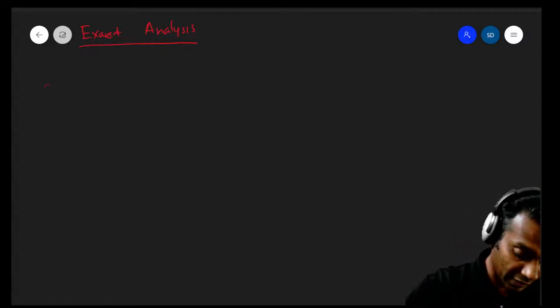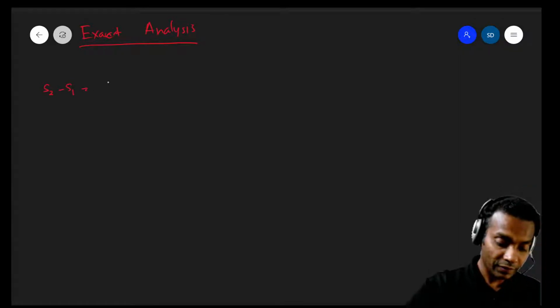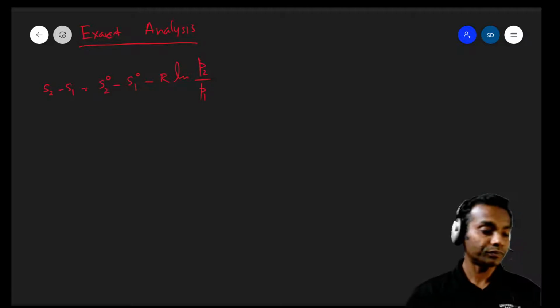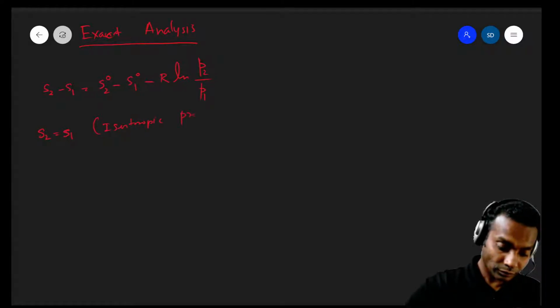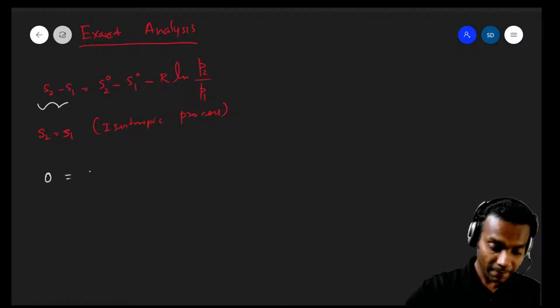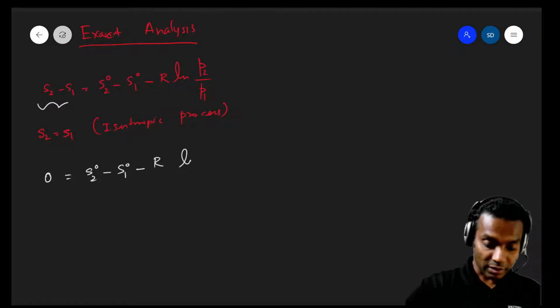In the exact analysis, we figured that S2 minus S1 equals S2 naught minus S1 naught minus R natural log of P2 over P1. For an isentropic process, S2 equals S1. So that means the left hand side is equal to 0. 0 equals S2 naught minus S1 naught minus R natural log of P2 over P1.